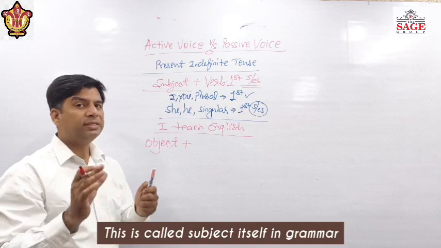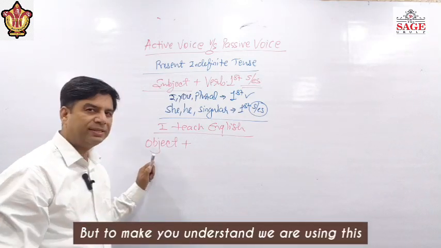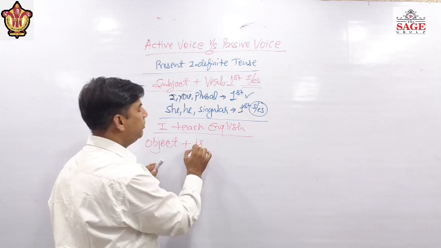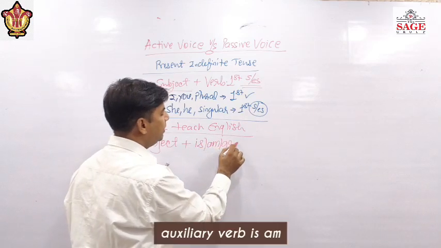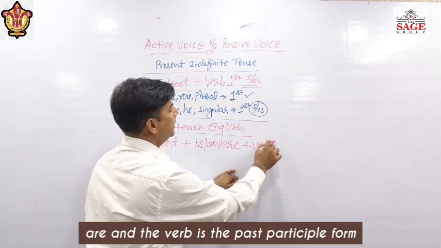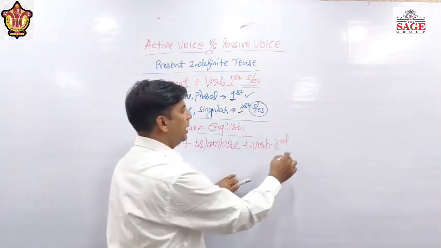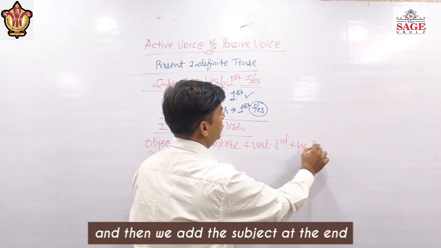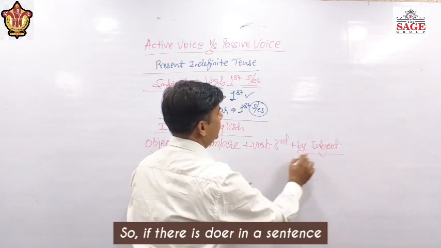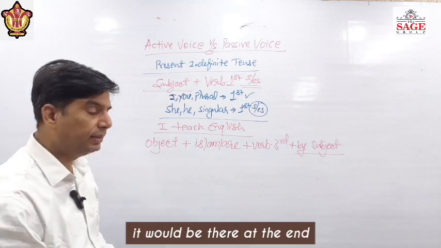This is called subject itself in grammar, but to make you understand, we are using this concept of saying object. We put auxiliary verb is, am, and the verb is the past participle form, meaning the third form of the verb, and then we add the subject at the end. So if there is a doer in a sentence, it would be there at the end.